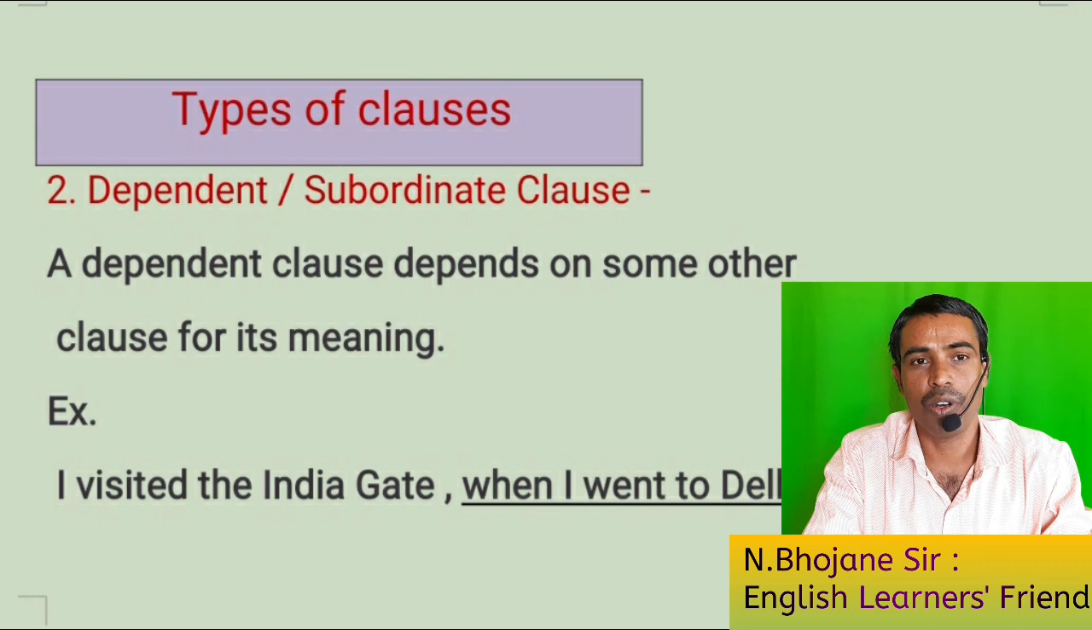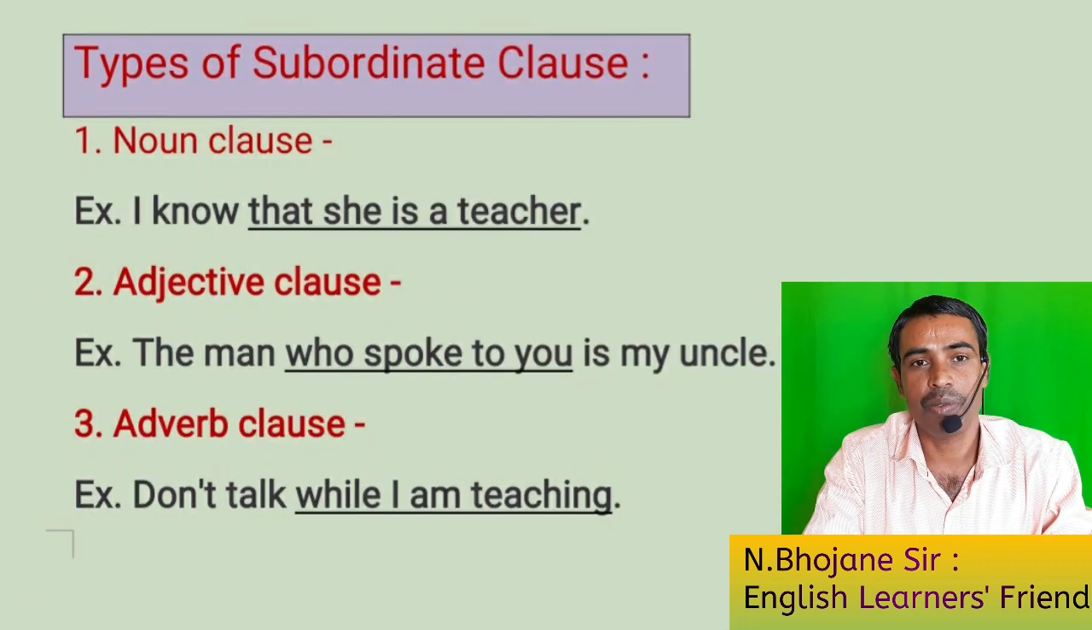Dependent or subordinate clause. Dependent clause depends on the main clause for its meaning. For example, I visited the India Gate when I went to Delhi. Now here, when I went to Delhi is subordinate clause, or we call it dependent clause. The clause is dependent on main clause. Types of subordinate clause. There are three types.